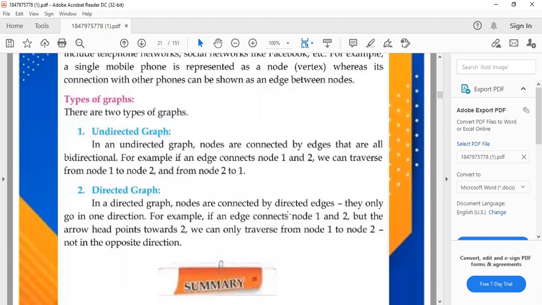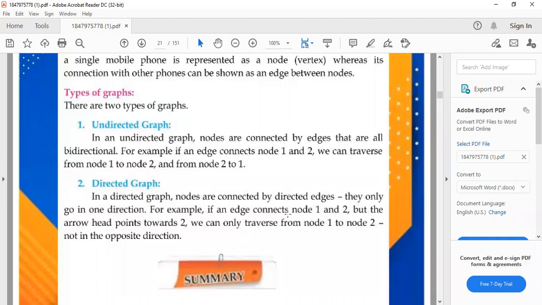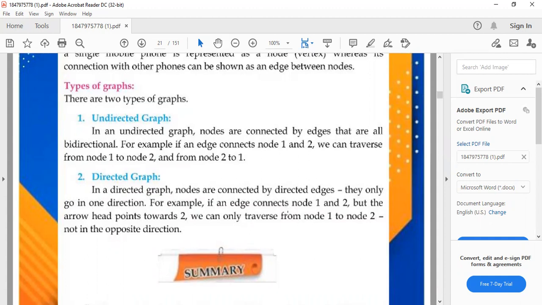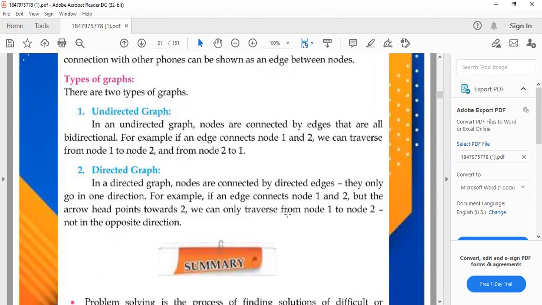Now there are two types of graph, more elaborated, and after that the whole chapter will be covered, and the questions we have left, we have to cover them, and then there will be some lab activities which we will perform in the school, inshallah.